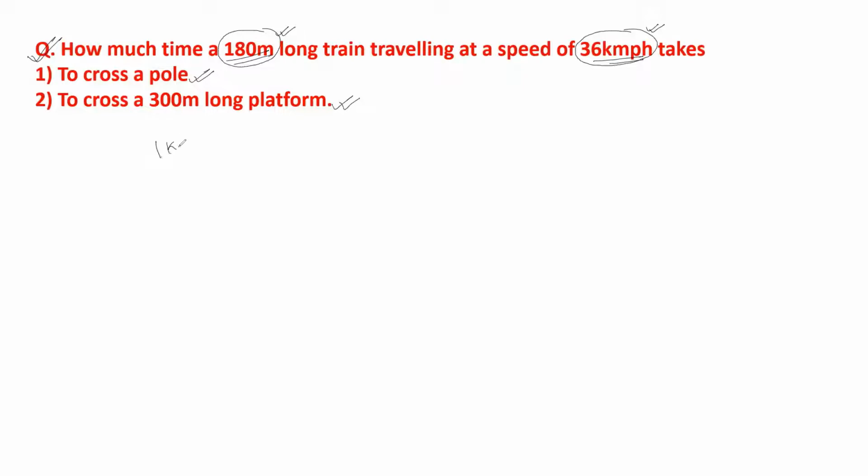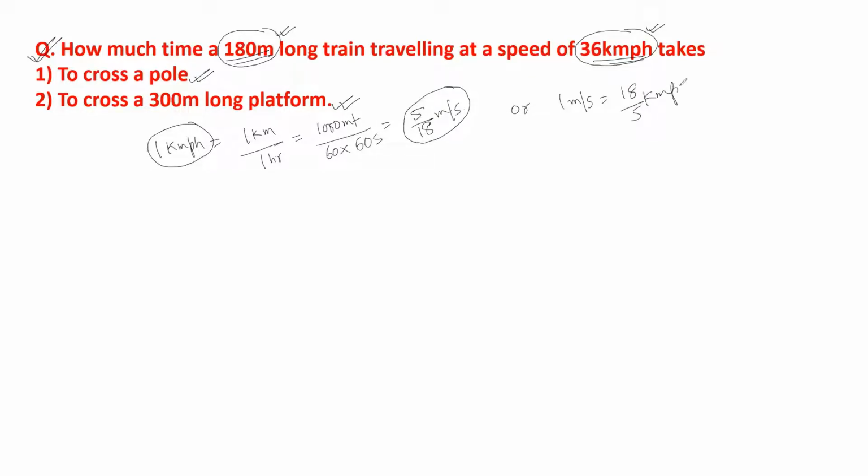So we know that 1 kilometer per hour can be written as 1 kilometer upon 1 hour. 1 kilometer is 1000 meters, and 1 hour is 60 minutes and 1 minute is 60 seconds, so this would be 60 upon 60. If you simplify this, this would be 5 by 18 meter per second. So that means 1 kmph is equivalent to 5 by 18 meter per second, or we can say that 1 meter per second is equivalent to 18 by 5 kmph.